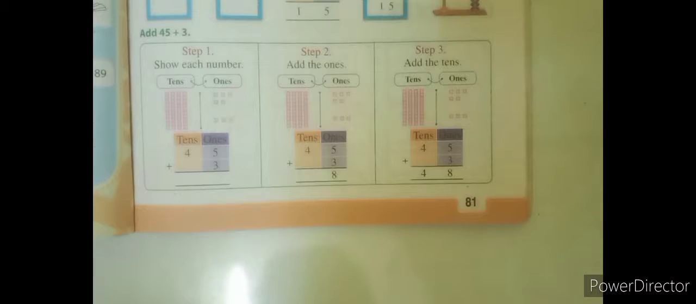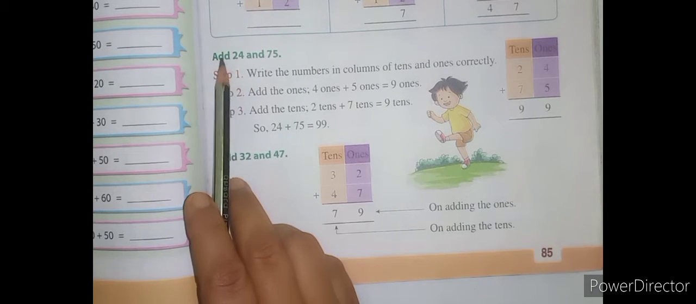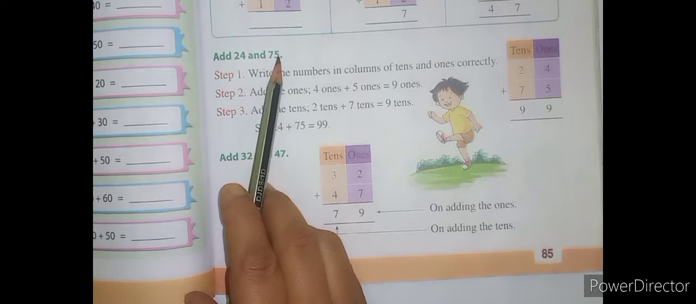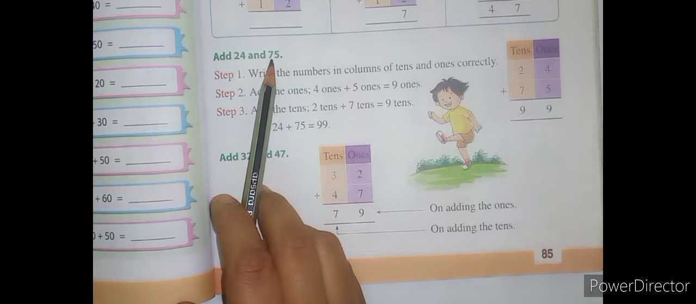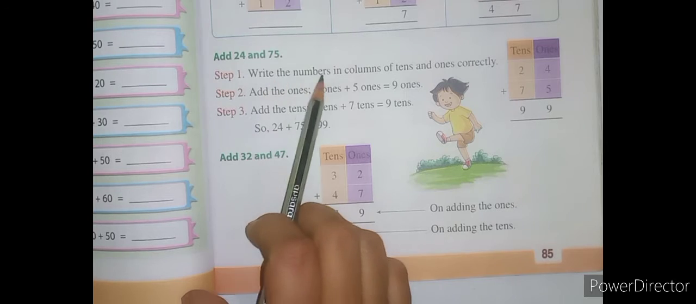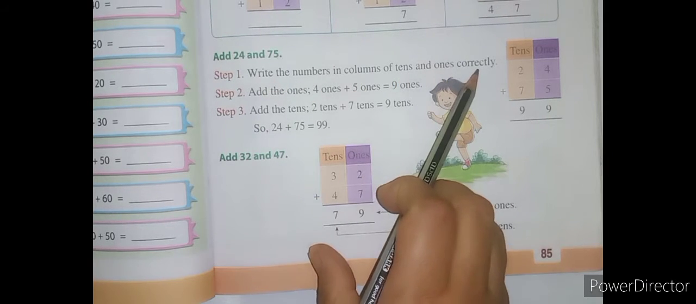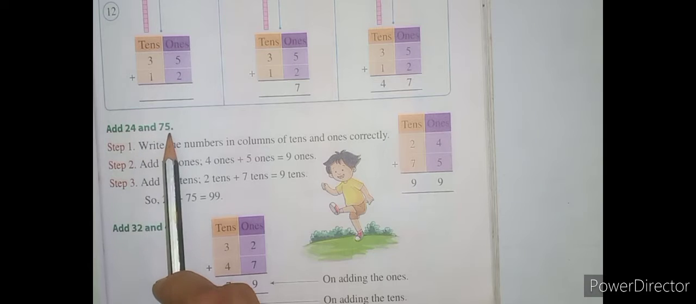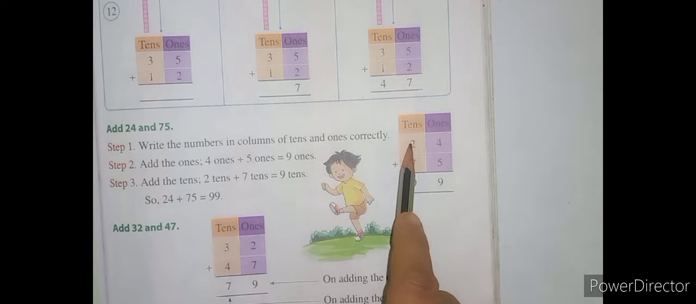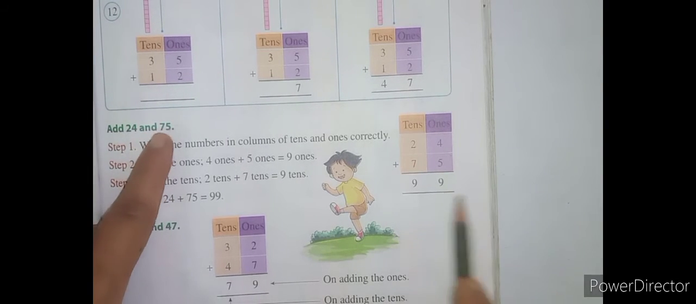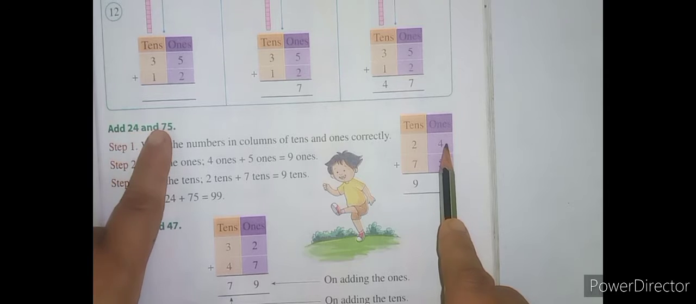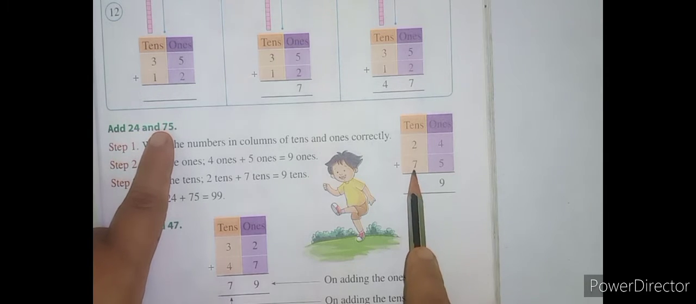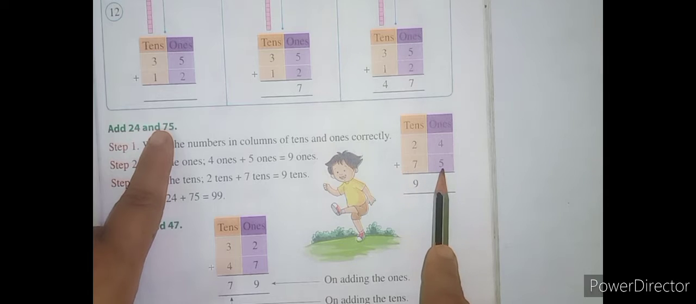Okay. Now students, look here. Add 24 and 75. Step 1: write the numbers in the columns of tens and ones correctly. Firstly you have to write the numbers in columns. The numbers are 24 and 75. Now you have to write 2 in the tens place and 4 in the ones place. Okay. 75: now you have to write 7 in the tens place and 5 in the ones place.